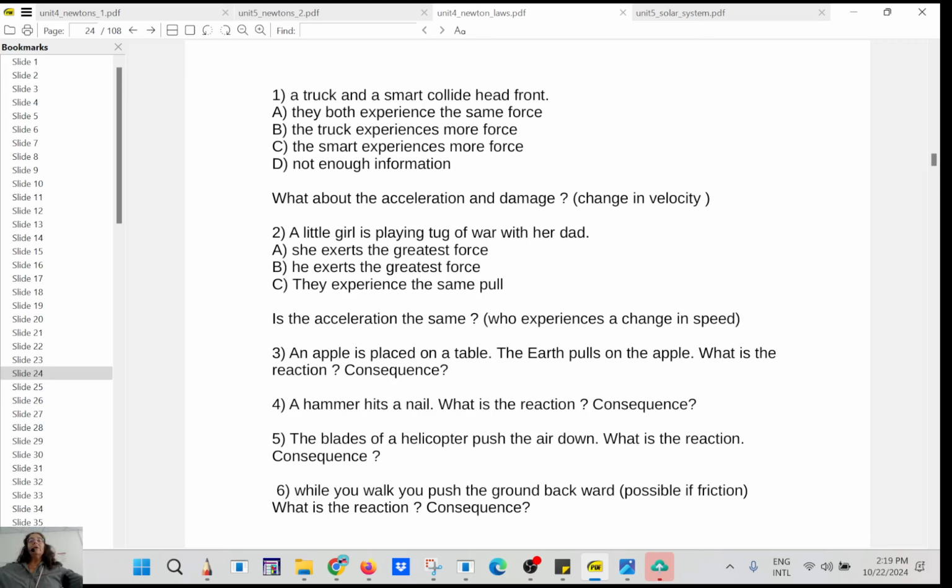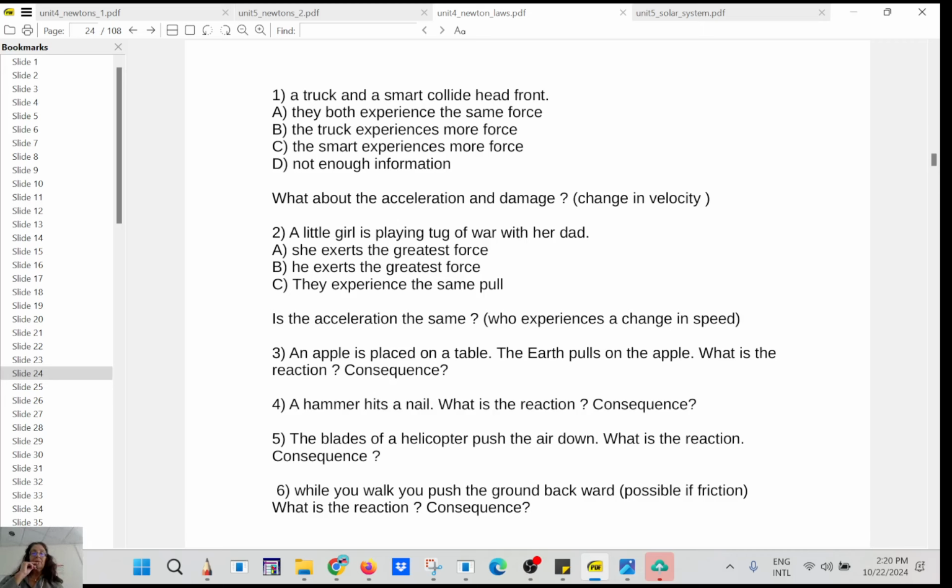And unfortunately, you have a truck and a Smart colliding head on. What is true? Yes, exactly. It means the force will be the same. They're going to experience the same force, but not the same consequence. That means the change in the state of motion, right? What will happen to the Smart is much, much worse. But the force is the same. So it's not intuitive.